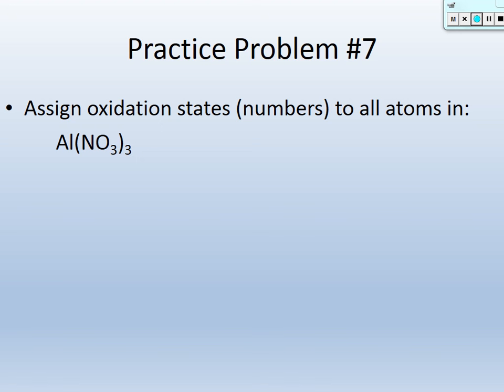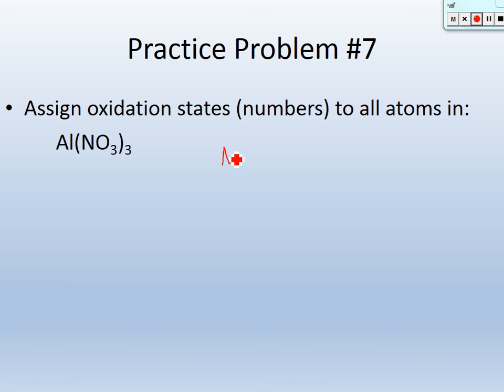Okay, aluminum nitrate. When you look at aluminum nitrate, it's a little bit intimidating. It's got 3 different elements, and we've got parentheses here with a 3 on the outside. So let's just break this one down and see if we can make it as easy as possible for us. What I like to do when there's a polyatomic ion is to break it up.